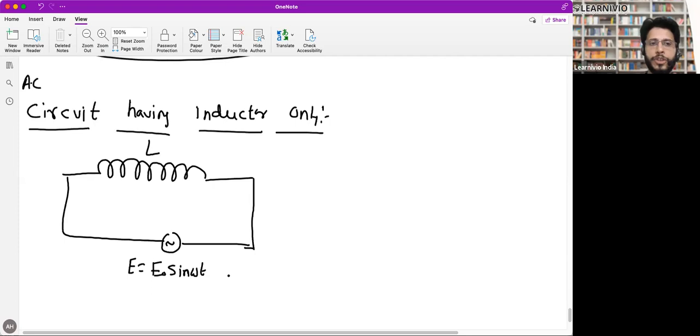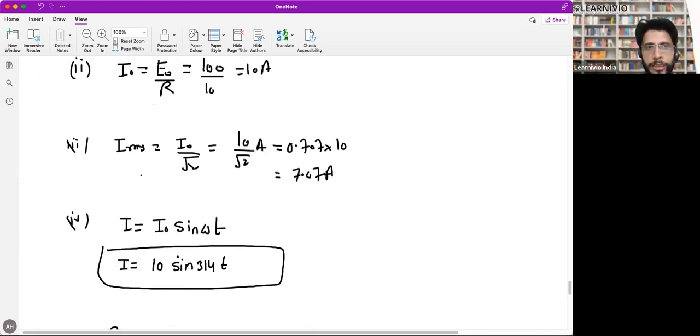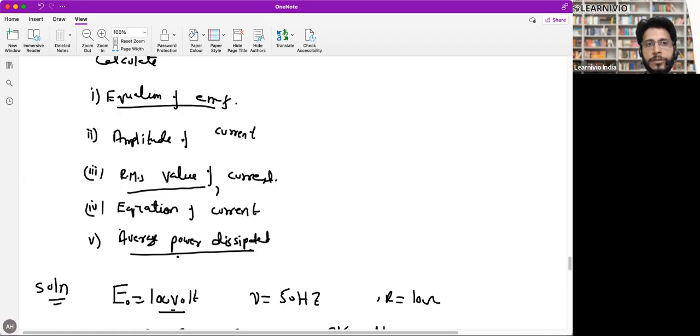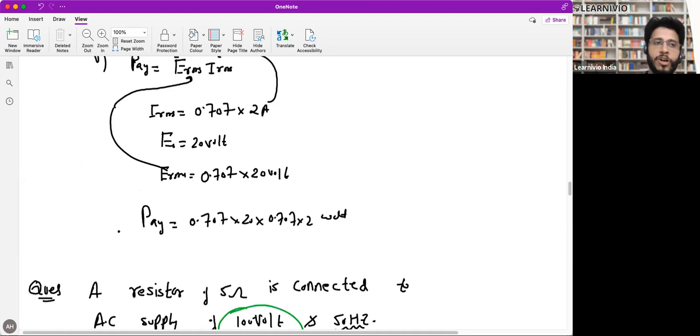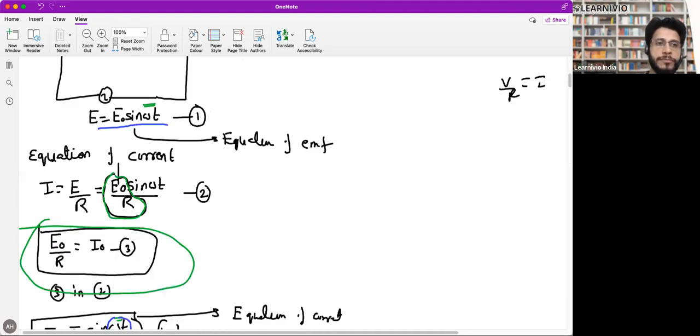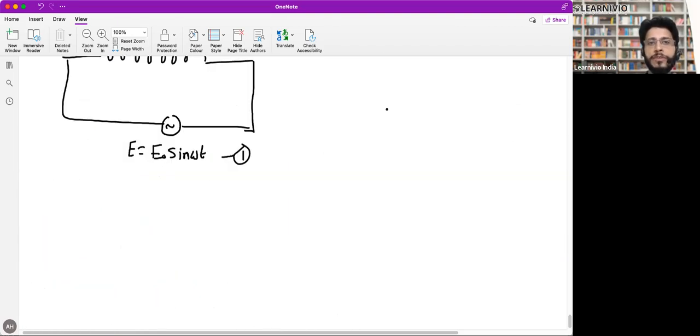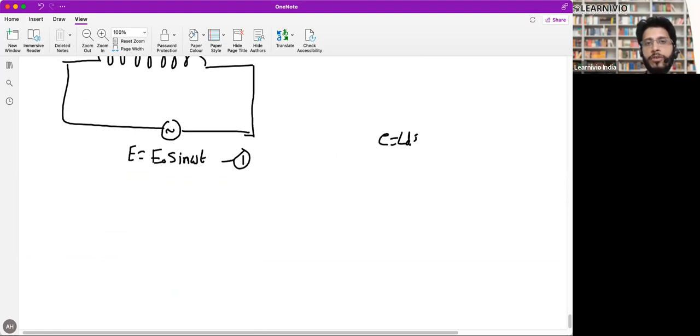So this is equation number 1. The equation is given. Just like that of the resistor, from this equation, I need the equation of current. But see, the process is not straightforward. For a resistor, you can calculate current by dividing EMF by resistance. But for an inductor, this equation is not valid. It's not a relation between current and EMF for an inductor. For an inductor, the equation for current and EMF is this. E is L di over dt.